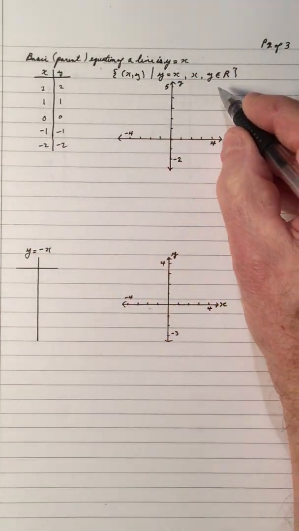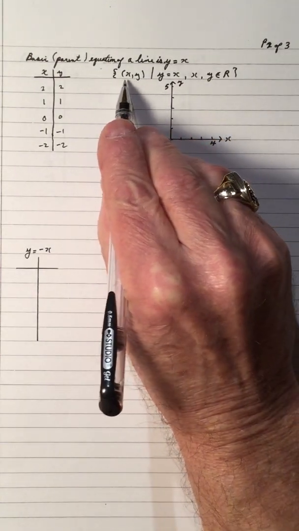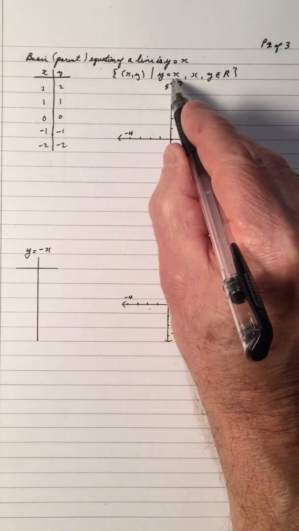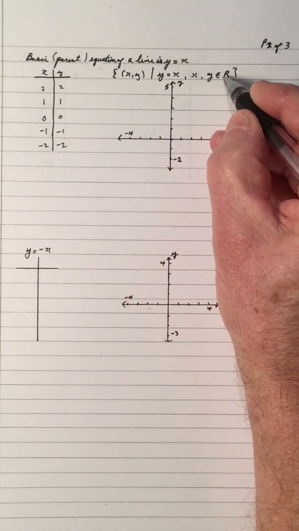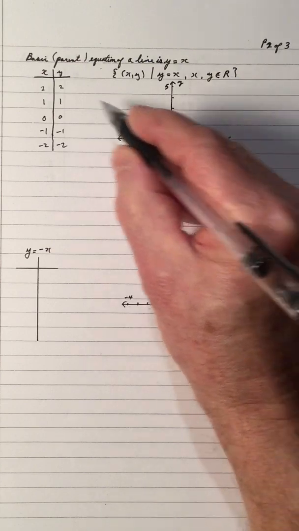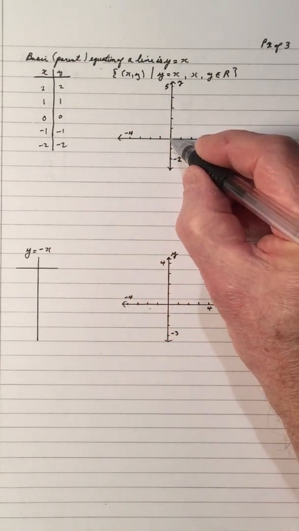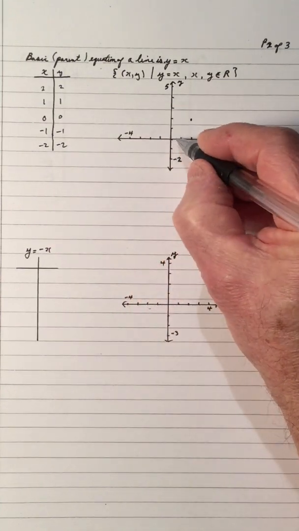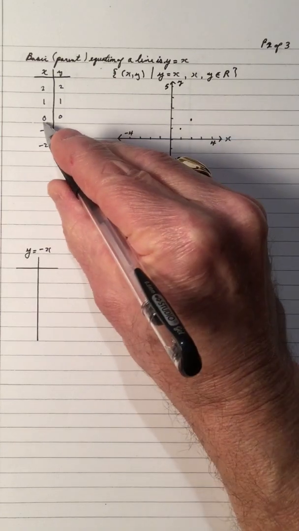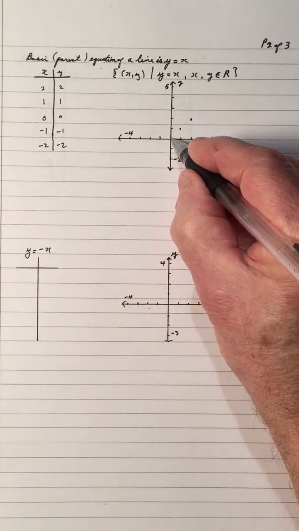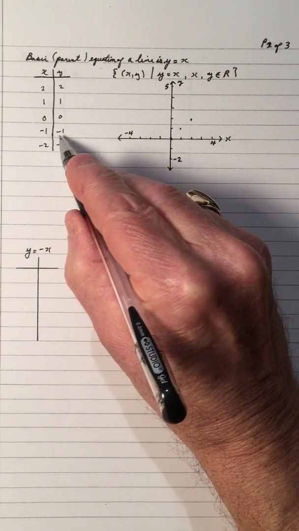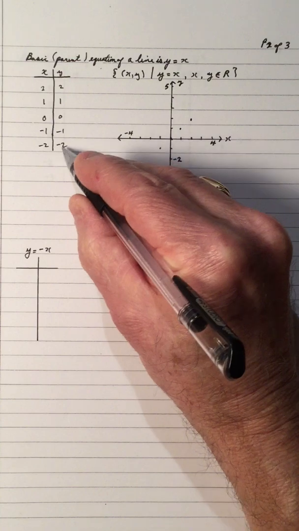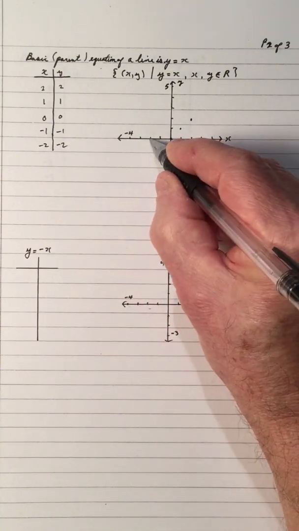Because x equals y. And we're going to graph, this is the notation, the set of ordered pairs such that y equals x, which is a line, and we're going to graph them over the set of real numbers. So when x is 2, y is 2. X is 1, y is 1. X is 0, y is 0. X is negative 1, y is negative 1. And x is negative 2, y is negative 2.